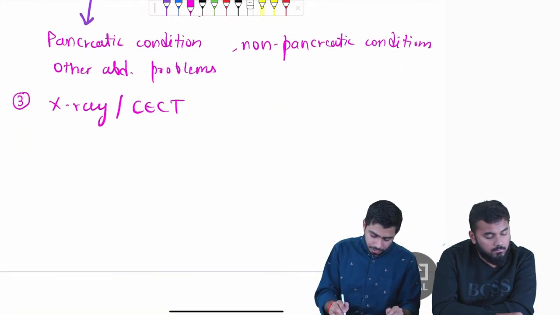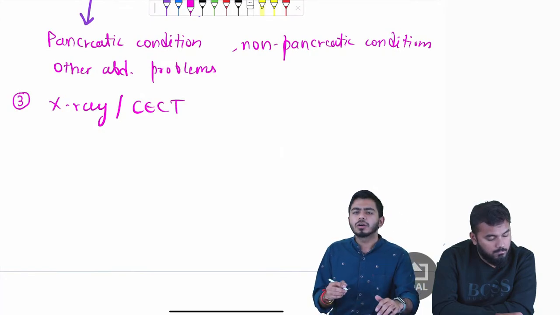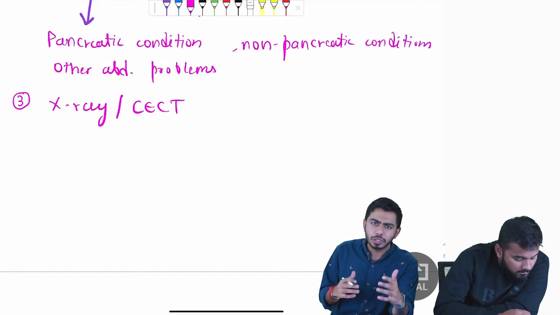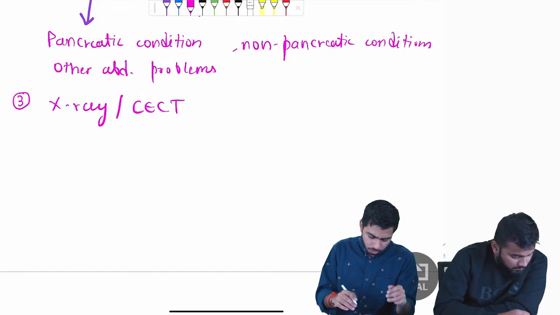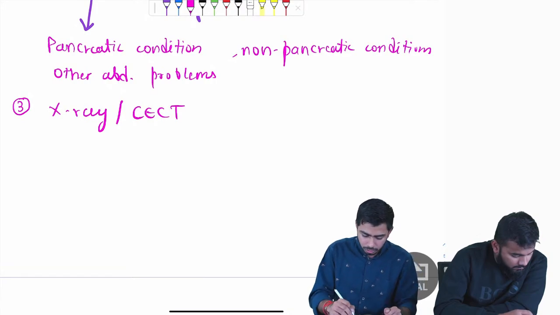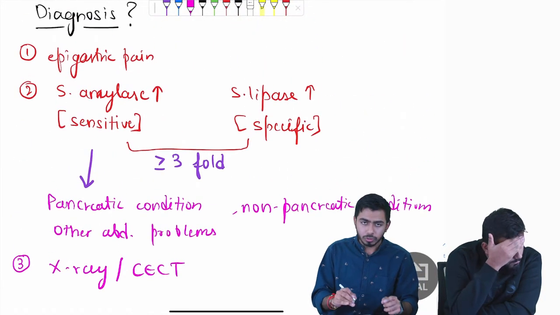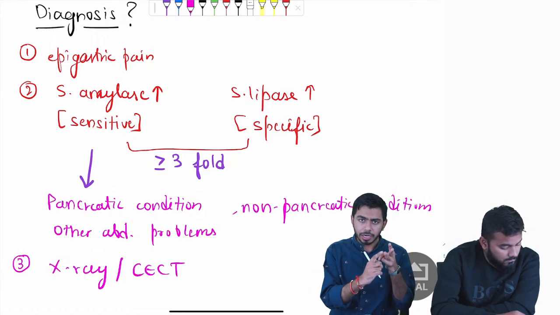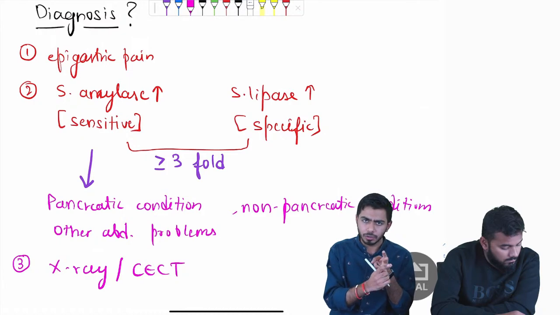Okay, fine. So now I'm going to talk about how the radiological signs are actually playing their roles. So with that you can remember some more signs. Whatever I've just told you, that is epigastric pain, amylase and lipase levels in the blood circulation, and the third thing was the X-ray or CECT.